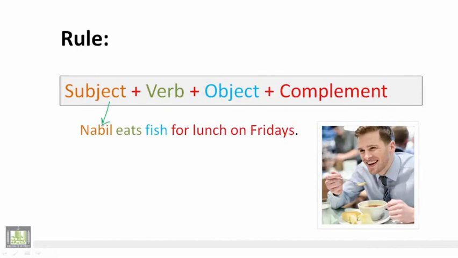Nabil is the subject, the verb is eats, object fish, and complement is for lunch on Fridays. Now notice with me the subject verb agreement, because Nabil is singular, then we have S inflected or attached to the verb, to express that the subject is singular.